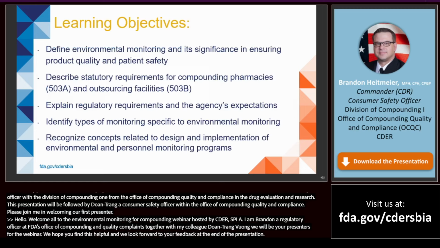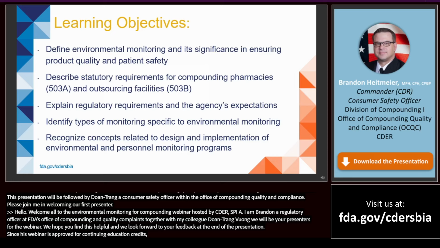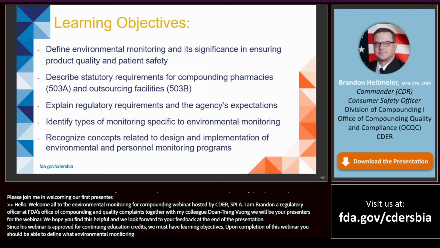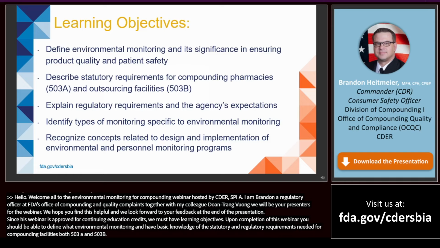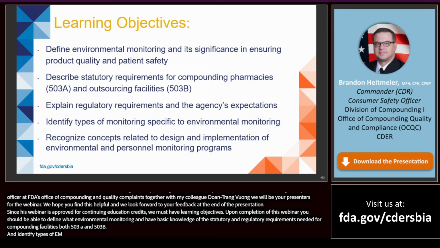Since this webinar is approved for continuing education credits, we must, of course, have some learning objectives. So upon completion of this webinar, you should be able to define environmental monitoring, abbreviated as EM, and have some basic knowledge of the statutory and regulatory requirements of EM for compounding facilities, both 503A and 503B. And identify types of EM, recognize the design and implementation concepts related to EM and personnel monitoring, which I will abbreviate sometimes as PM.